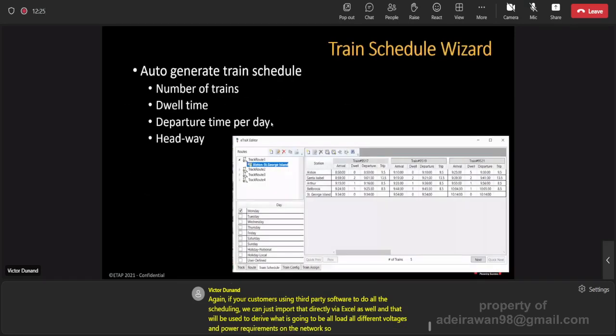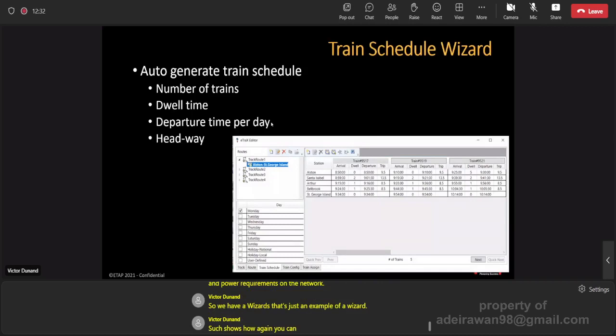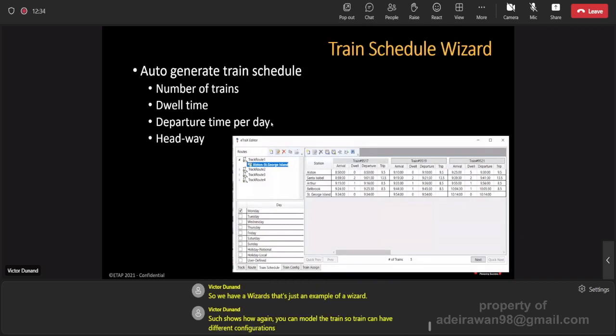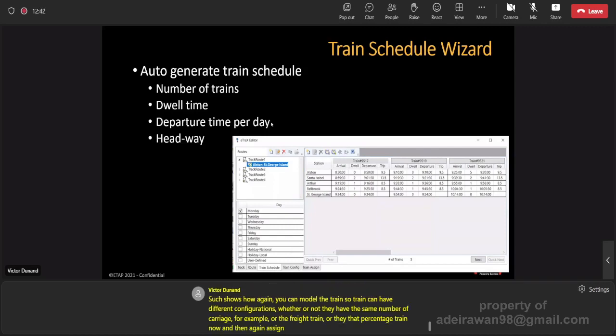So we have a wizard. That's just an example of a wizard that shows how, again, you can model the train. A train can have different configurations, whether or not they have the same number of carriages, for example, or they're a freight train or a passenger train. And then, again, assign them to different routes on the network, and then to different days as well.